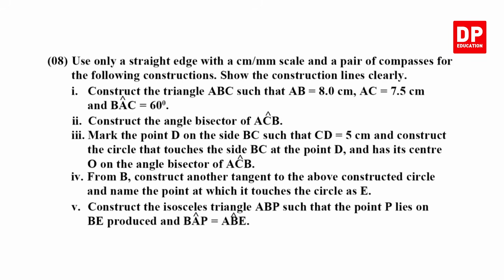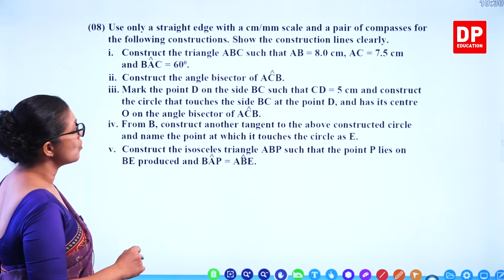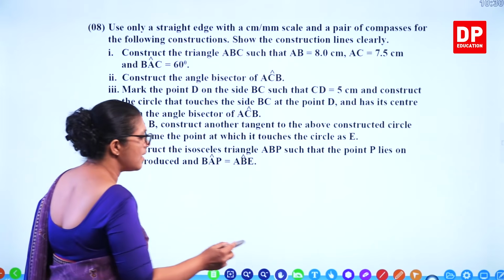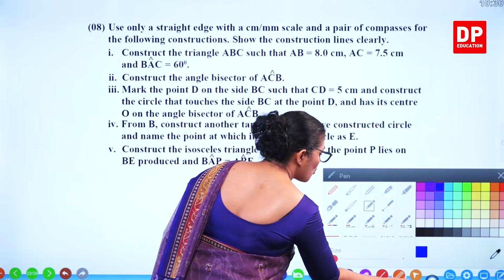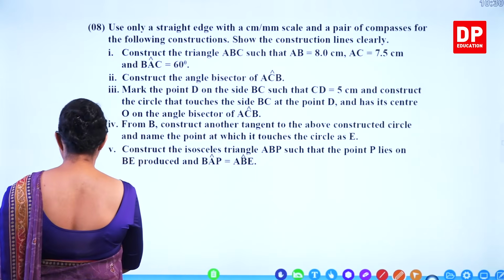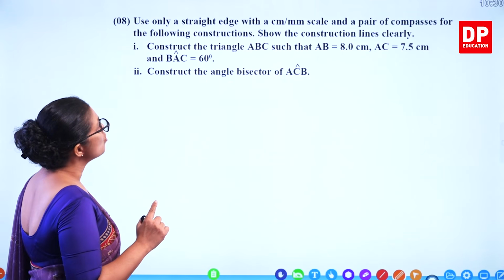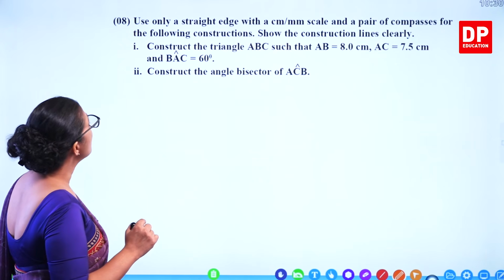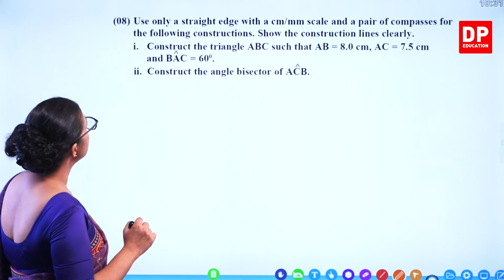Now you get the construction question. So you get 5 parts for construction. So constructions only you can use the ruler and the compass. So we'll do the first few parts. Use only a straight edge with centimeter millimeter scale and a pair of compasses for the following constructions. Show the construction lines clearly.